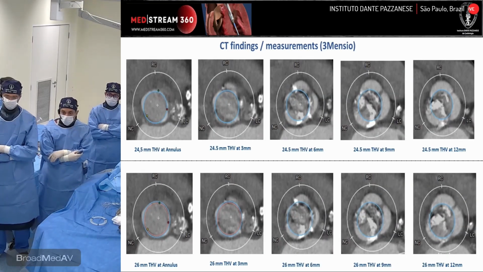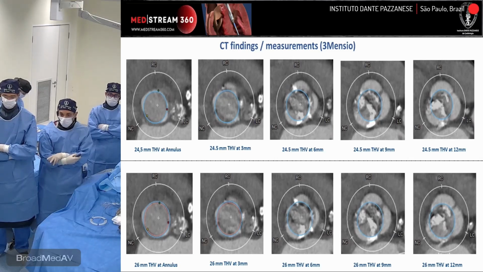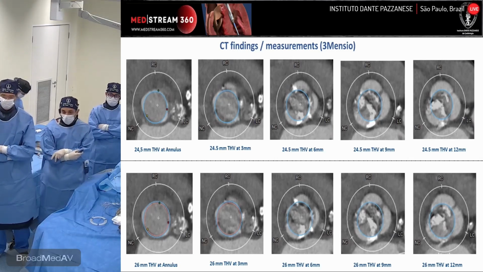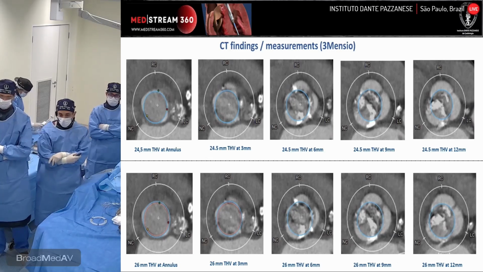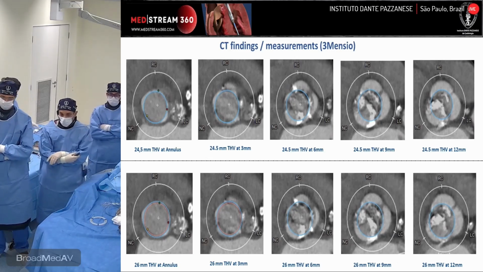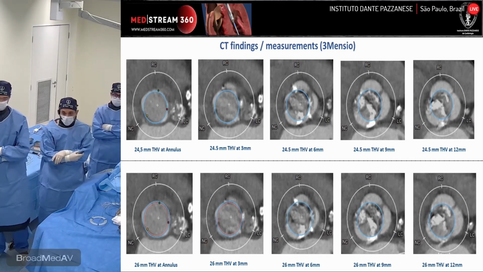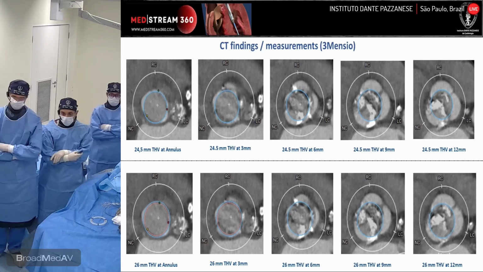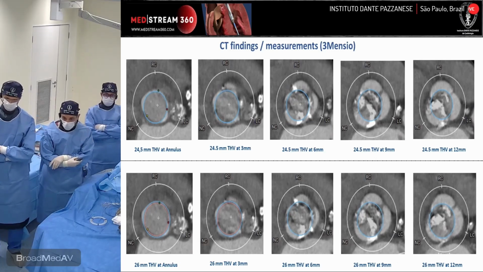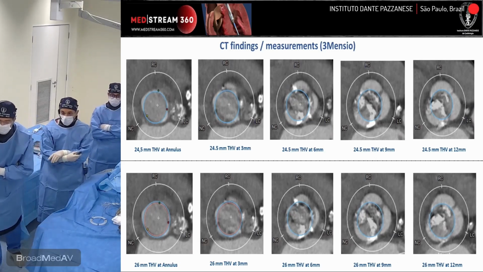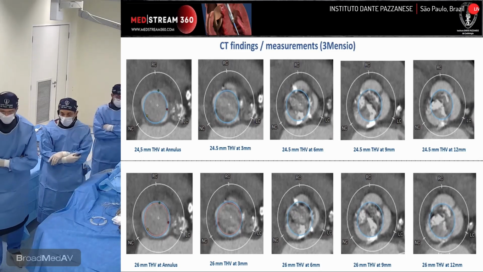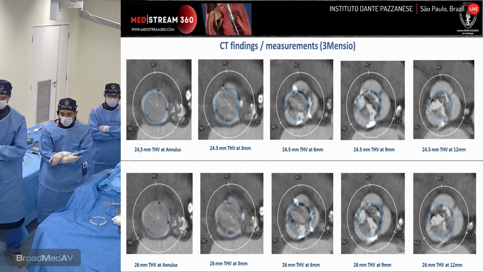And we also simulate two different sizes of valve using the 3mensio software. And we simulated 24.5 millimeters and also 26 millimeters THV. And we decided here to implant a 26 millimeter valve.